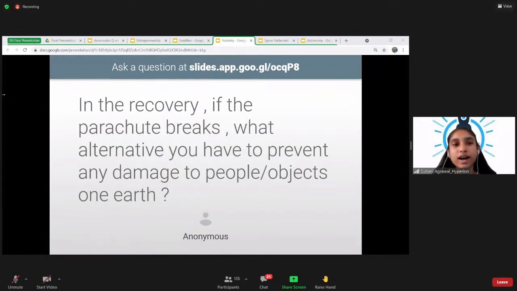I'd like to take up this question. So basically, we have programmed the flight computer such that suppose the drogue chute is stuck at the apogee, it is programmed to deploy the other main chute. So basically, we have these alternatives that are there, and we're still working on more. Does that answer your question?